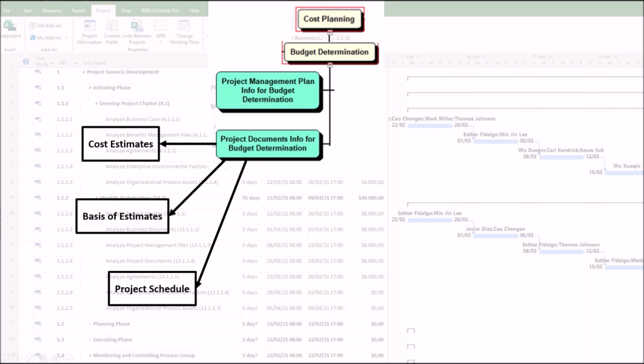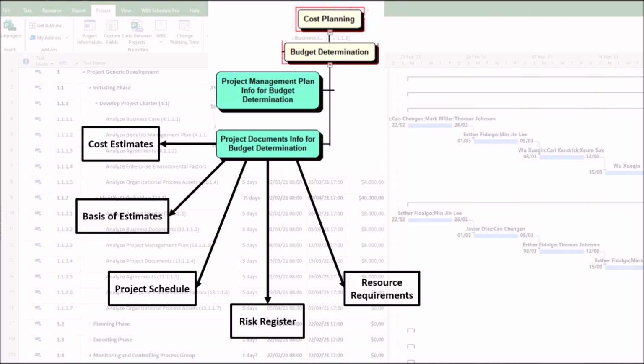3. Project schedule. Helps in time phasing costs, such as cash flow analysis. 4. Risk register. Identifies risks that may require contingency reserves. 5. Resource requirements. Details on labor, materials, and equipment costs.